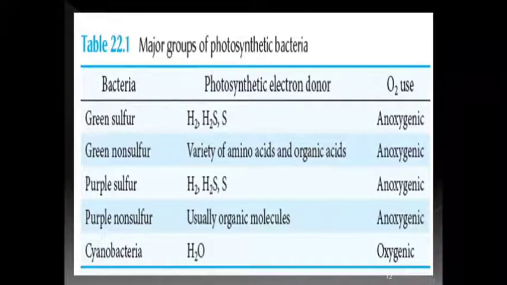Here we can see green bacteria, purple bacteria and cyanobacteria: green sulfur bacteria, green non-sulfur bacteria, purple sulfur bacteria and purple non-sulfur bacteria. They all are anoxygenic phototrophic bacteria, whereas cyanobacteria are oxygenic phototrophic bacteria. In the case of green sulfur bacteria, the electron donors are different than in green non-sulfur bacteria, and the same is true for purple sulfur bacteria and purple non-sulfur bacteria.